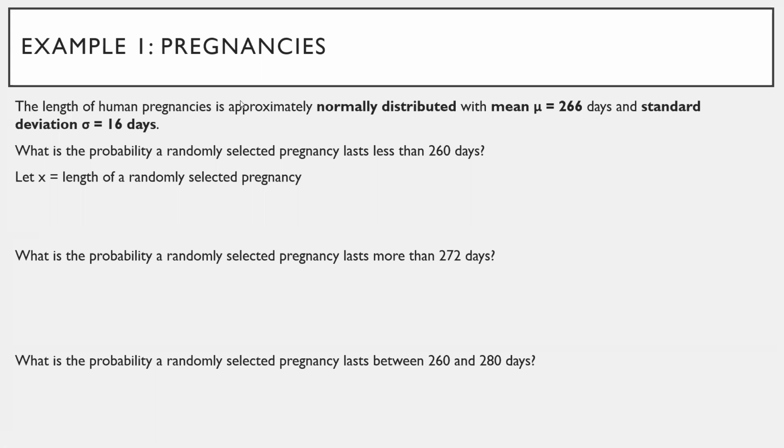So the length of human pregnancies is approximately normally distributed, okay? So, you know, if you think about it, not every child is born exactly 9 months, right? So my kid came a little late, but it follows a normal distribution, and it tells you the mean is 266 days, and it tells you the standard deviation is 16 days, okay?